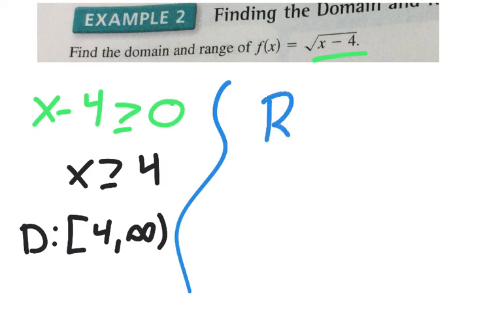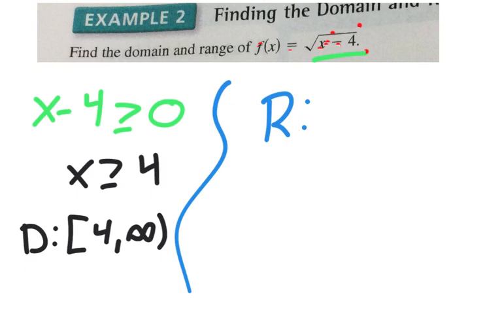Okay? Now, range. Range we have to think about. What is the range? It's the list of all y values. So this here says y equals something. Well, what's going to happen when I take the square root of this? What kind of number am I going to get out of it? Okay, so let's think. If I plugged in a 4 here, what would my y value be? 0. If I plugged in a 5, what would my y value be? 1. If I plugged in 8 here.